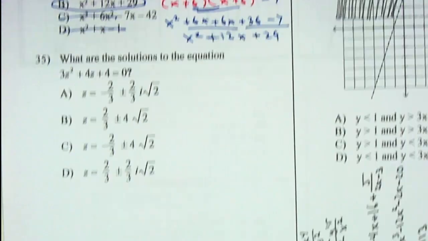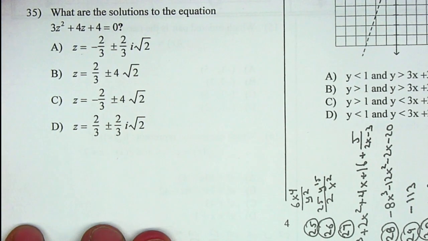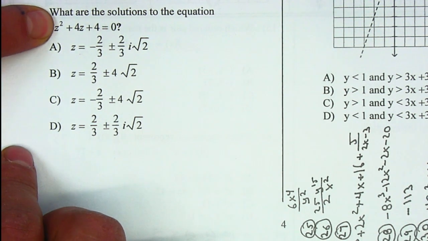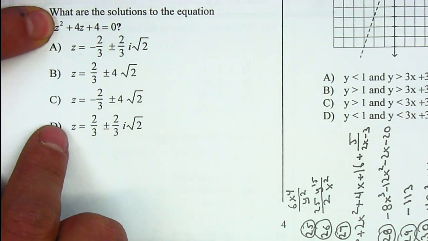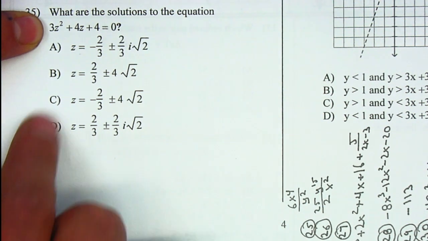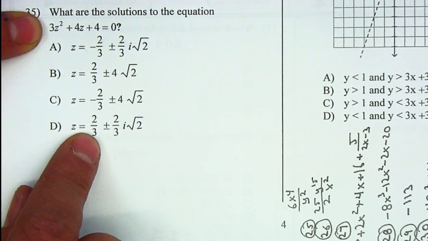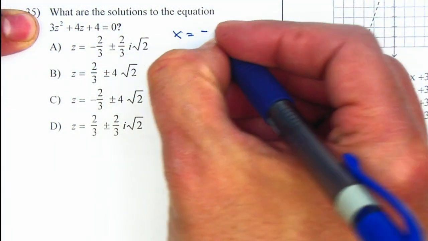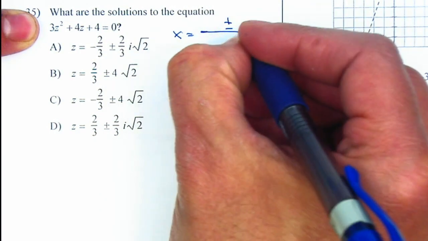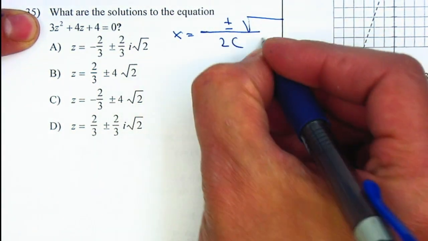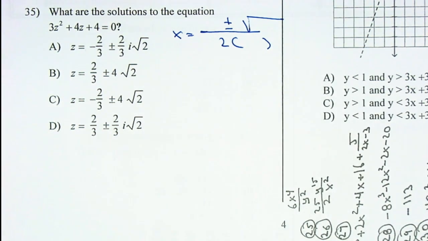Problem number 35. What are the solutions? Now, if we didn't have this 3, we could complete the square. But in this case, we can't because we have a coefficient of 3. By looking at the answers, I know that it cannot be factored. Therefore, I'm going to have to use my quadratic formula. X equals opposite b plus or minus square root of b squared minus 4ac all over 2a.